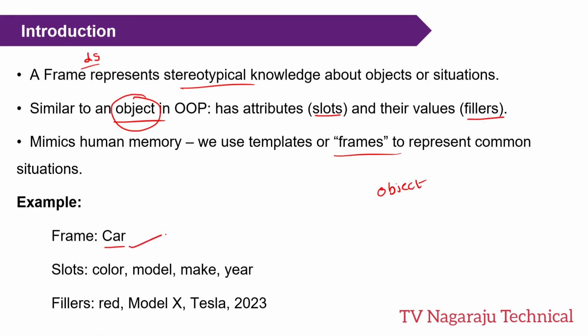Suppose car is the frame, what are the slots? A car can have color, model, make, year, different company names, etc. Now coming to fillers, the values that are used: suppose the color is red, the model is some model X, make is the company name, year is this one. By using this, it is very easy to understand the representation of knowledge.